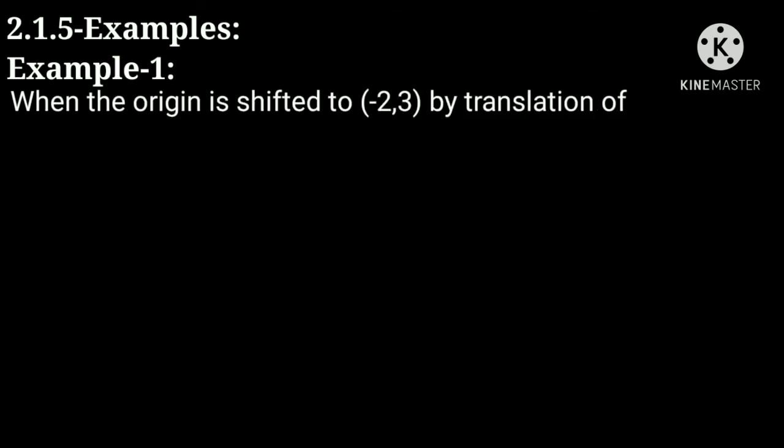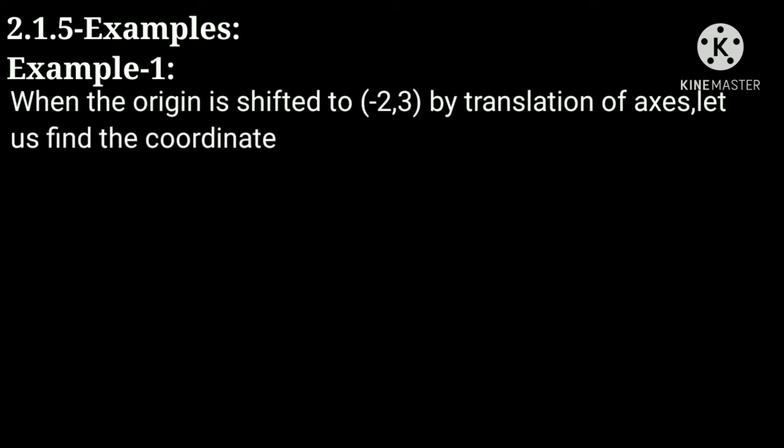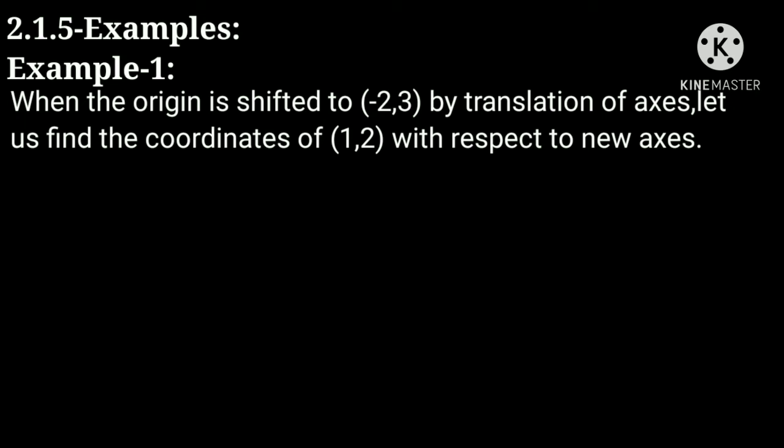2.1.5 examples. Example 1. When the origin is shifted to (-2, 3) by translation of axis, let us find the coordinates of (1, 2) with respect to the new axis. This is our given problem. In this problem, the given shifted origin is (-2, 3). Given coordinates of point P equal to (1, 2). And now we have to find the point P of (x', y').